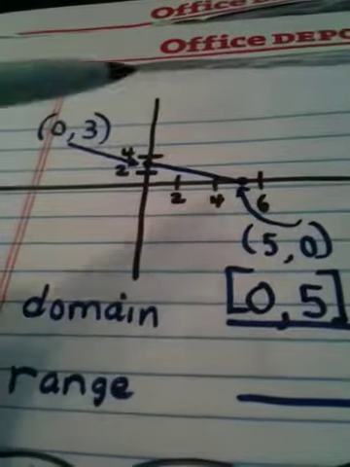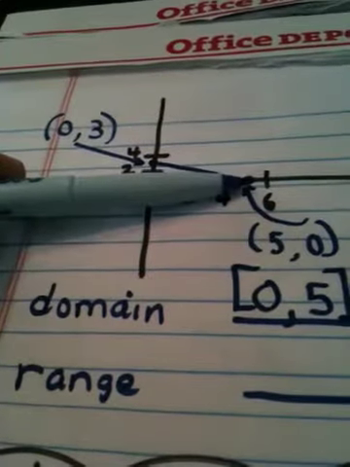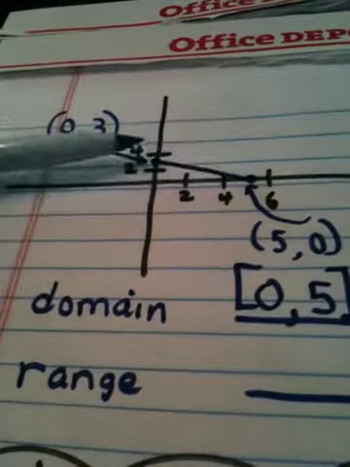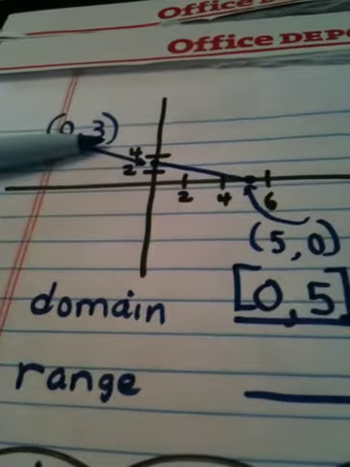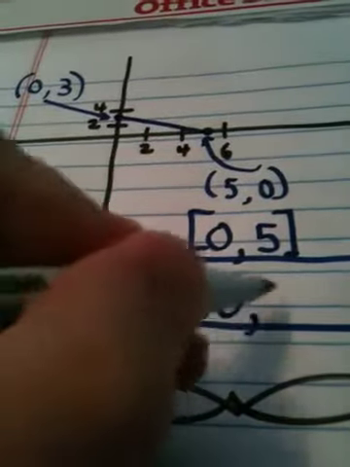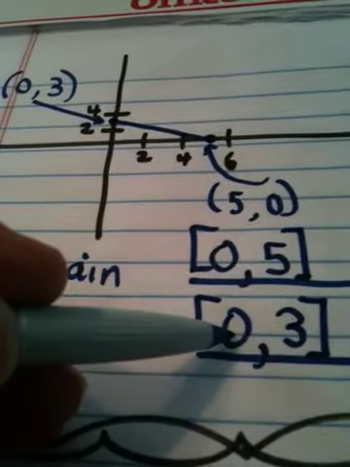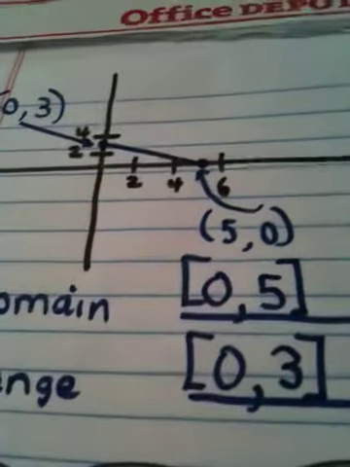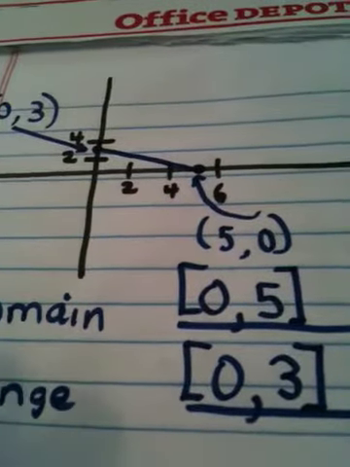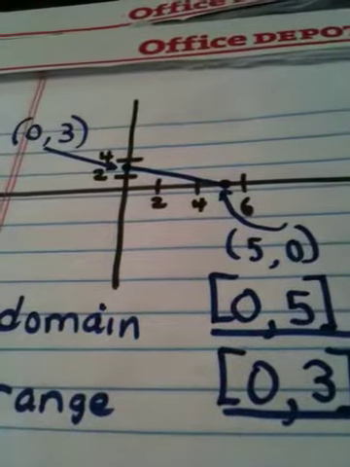Range, I scan from bottom to top. The bottom ordered pair has a y value of 0, and I scan up. The top ordered pair has a y value of 3. So my range goes from 0 to 3. Remember, when you're giving your answer in interval notation, it's always got to go from smallest to largest, which is why for domain you should always go left to right, and for range you should always go bottom to top. That way they'll come out in the correct order.